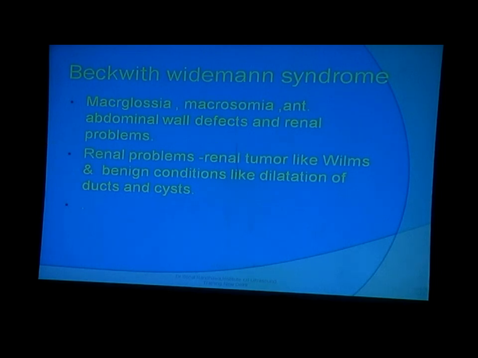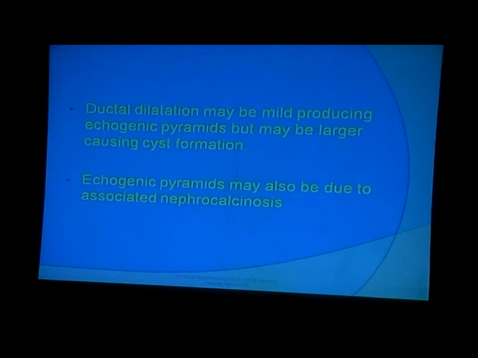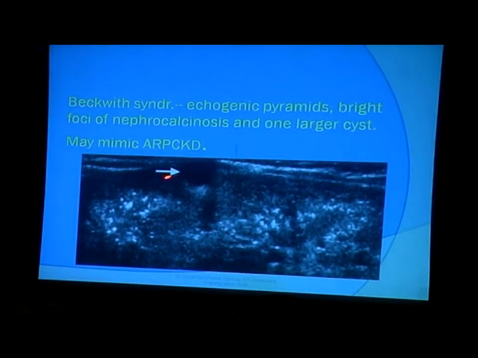But supposing you come across such a patient, then you may find some renal problems, and again the picture may be there. There may be ductal dilatation leading to echogenic pyramids, and it may lead to finally cyst formation also. Again, there can be nephrocalcinosis in these cases, which may again lead to echogenic pyramids. This is what is being shown: echogenic pyramids, bright foci, and there is a larger cystic area.